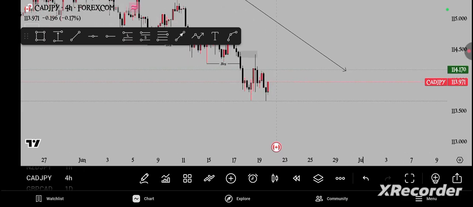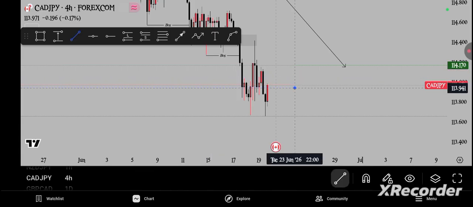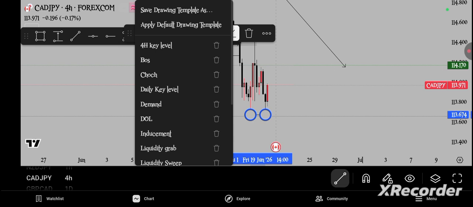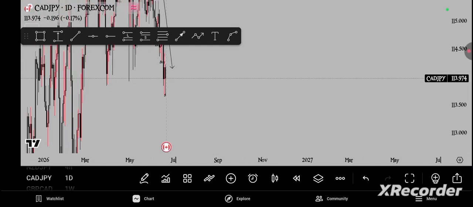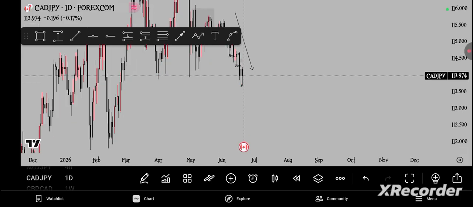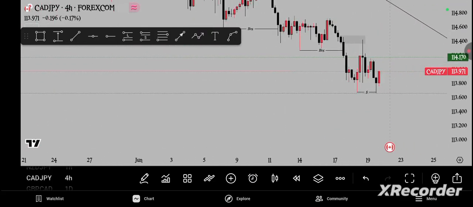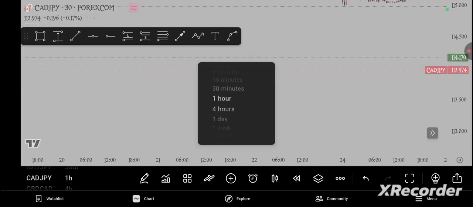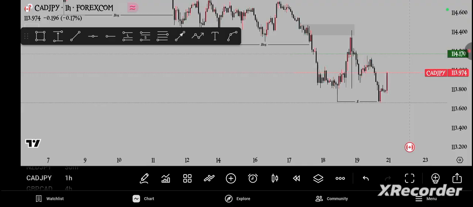Price reacted from it and dropped, so it has cleared sell side liquidity. Sell side liquidity was taken. Since we are still bearish, let's go to the 1 hour to know if we get any clearer structure. Still bearish.